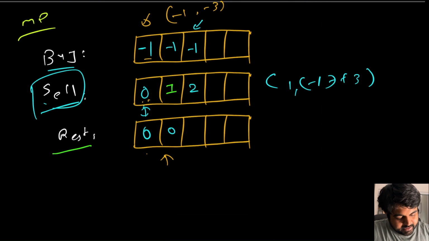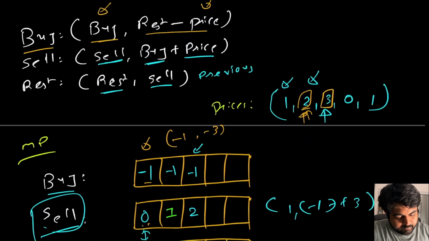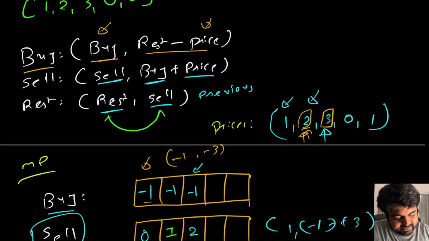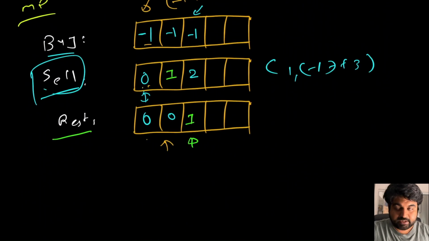Which would be great. And for resting over here, we will have to compare the previous day's resting value versus selling value. So this is 1, because we are comparing these two values basically.